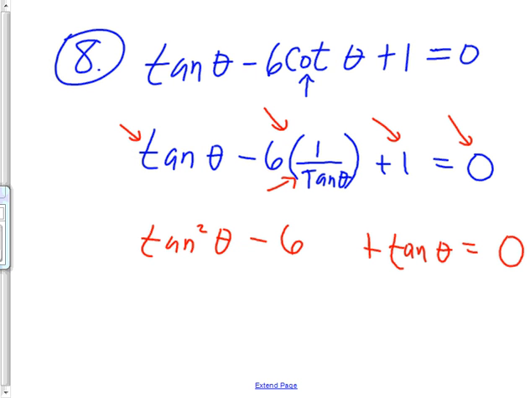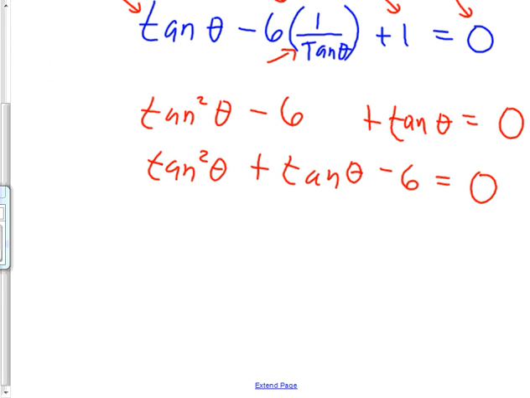Now I'm going to rearrange it, and I bet you're going to recognize it. Tangent squared of theta plus tangent of theta minus 6 equals 0. Do you recognize that that is a quadratic? If I replace my tangent with an x, it'd be like x squared plus x minus 6 equals 0. And I encourage you, anytime you've got something that smells like a quadratic, because you've got a squared here and a not squared here and a constant right there, then you can just replace whatever function it is, sine or cosine or tangent or whatever it is, with just an x.